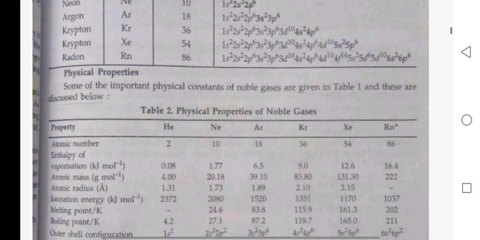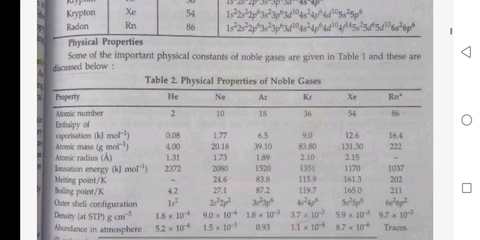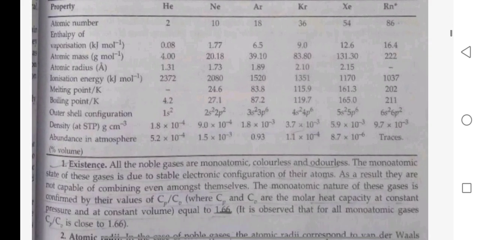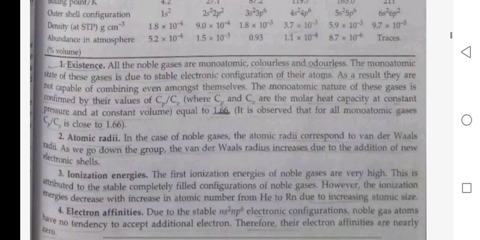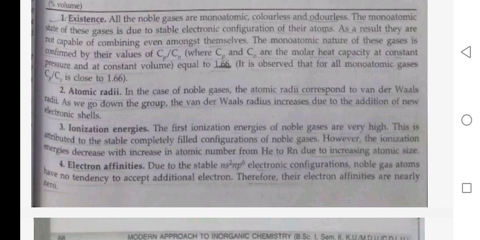Physical properties. Some important physical constants of the noble gases are discussed. All the noble gases are monoatomic, colorless and odorless. The monoatomic state of these gases is due to the stable electronic configuration of their atoms. As a result, they are not capable of combining even among themselves.